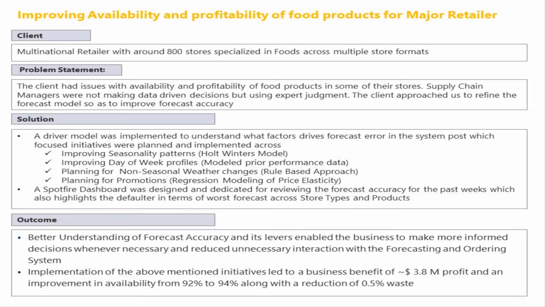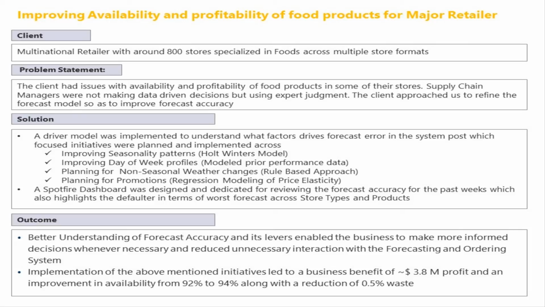Using all this analysis, seasonality patterns, day of week patterns, etc. for almost 80% of the products were modified or updated. Forecasts during weather events and promotional events were planned based on uplifts identified from the data and not based on the FIPs' gut feeling. Forecast inventory planners, FIPs, and category managers were made more accountable for their categories, and they were given a Spotfire dashboard designed and dedicated for reviewing the forecast accuracy for the past 8 weeks, which also highlights the defaulters in terms of worst forecast across store types and products.